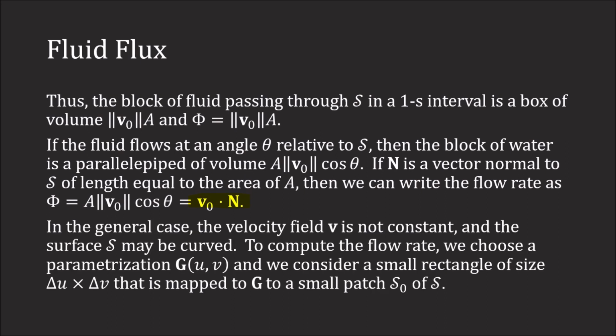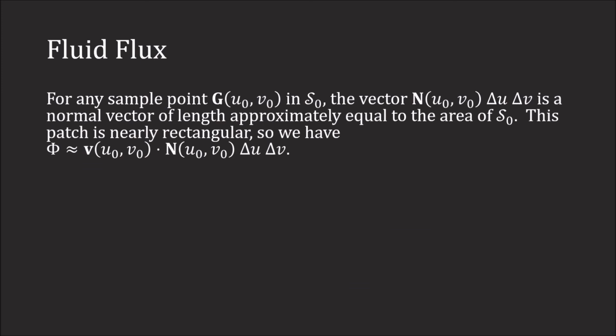In the general case, the velocity field V is not a constant, and the surface may be curved. To compute the flow rate, we choose a parameterization G, and we consider a small rectangle of size delta U by delta V that is mapped by G to a small patch S naught of S. For any sample point G of U naught, V naught in S naught, this vector here is a normal vector of length approximately equal to the area of S naught. This patch is nearly rectangular, and so we get this as an approximation for flux.